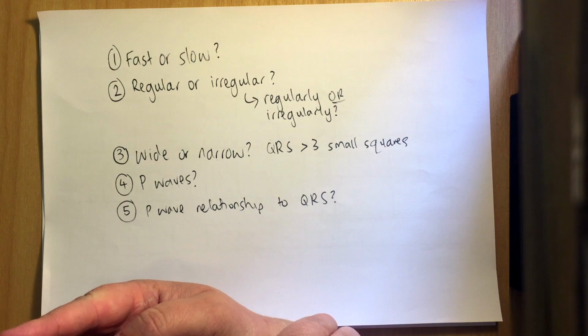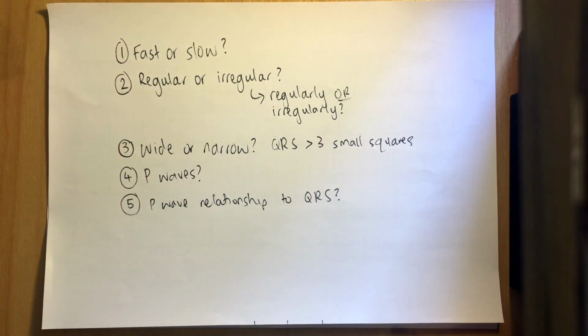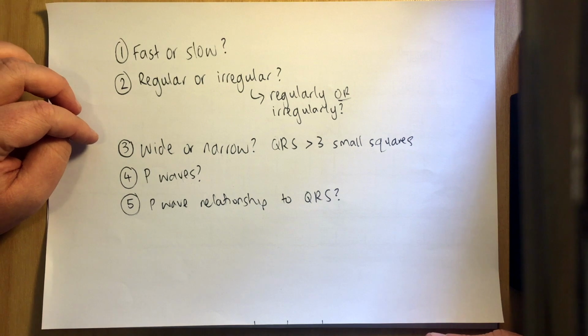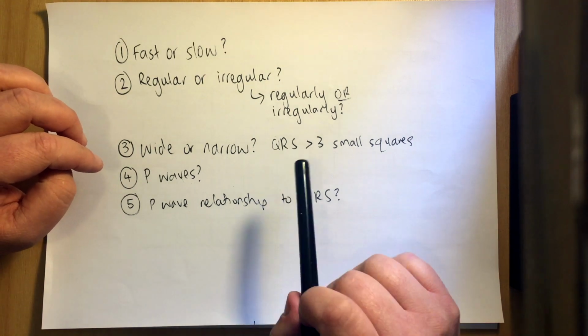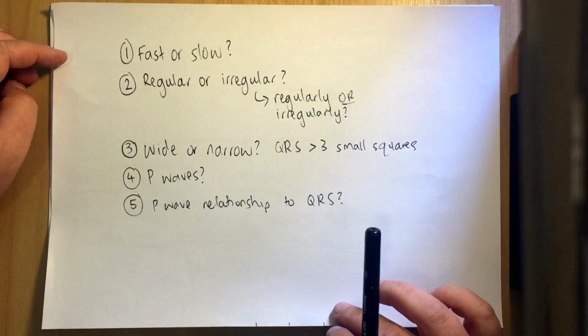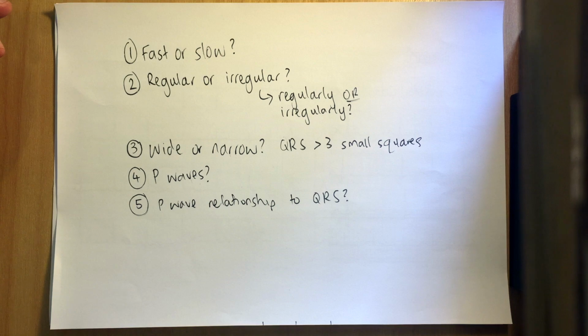That includes, is it fast or slow? Is it regular or irregular? And is it regularly or irregularly so? Is it wide or narrow in terms of the QRS complex? And that is wide if a QRS is greater than 3 small squares. Are there P waves? And how does the P wave relate to the QRS complex?